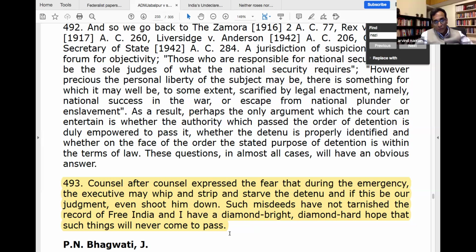Yeah. So the arguments of the entire counsel defending the detenue is dismissed, right? With the language of the hope. What is the hope? The hope is diamond bright and diamond hard, that such things will never come to pass as far as India is concerned. Let's see what Justice Bhagwati has to say.